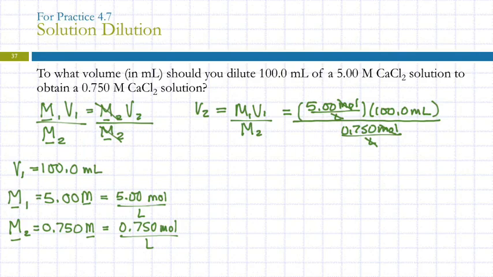So we have 5, well, my calculator's doing something strange. 5 times 100 divided by 0.75 equals, my calculator's going to give me this ridiculous number, 666.666 repeating. The units would be milliliters.